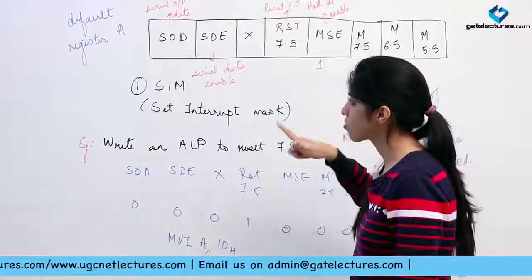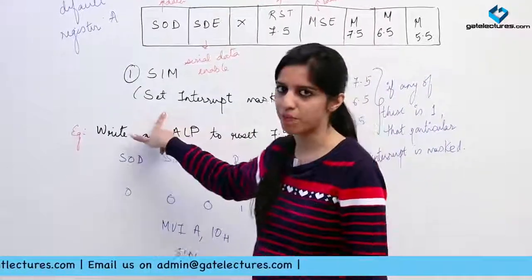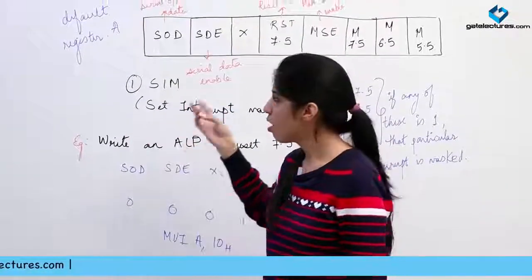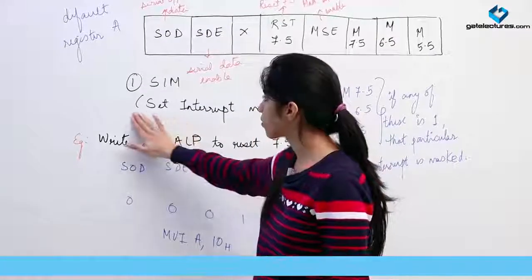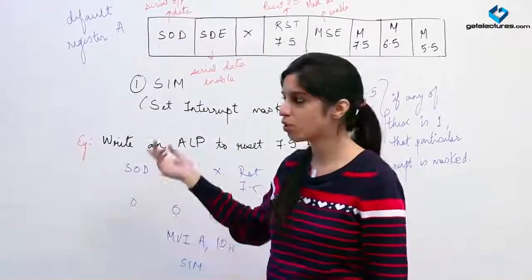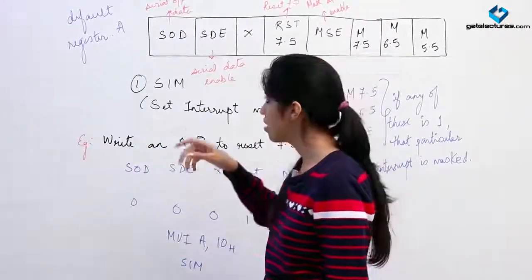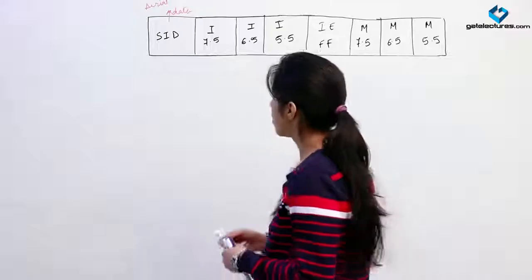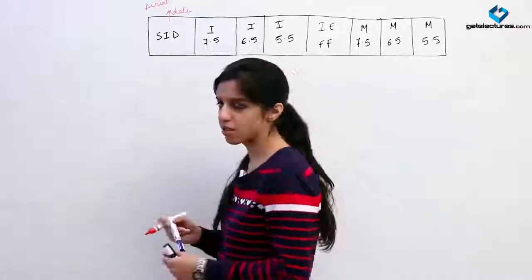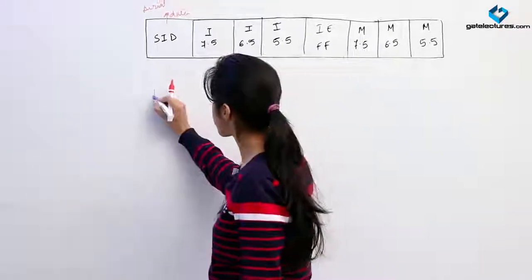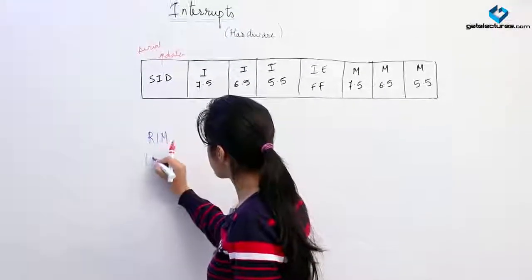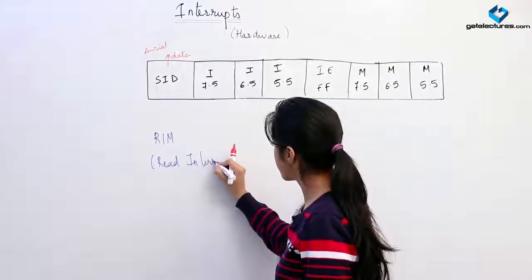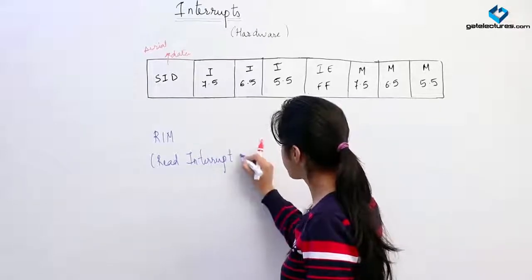Now there is one more instruction, which is to read interrupt mask, to know the status of pending interrupts or the status of the IE flip-flop. You can know that by this instruction. Let us take a look at it also. There is another instruction known as RIM. What does RIM do? It reads interrupt masks.